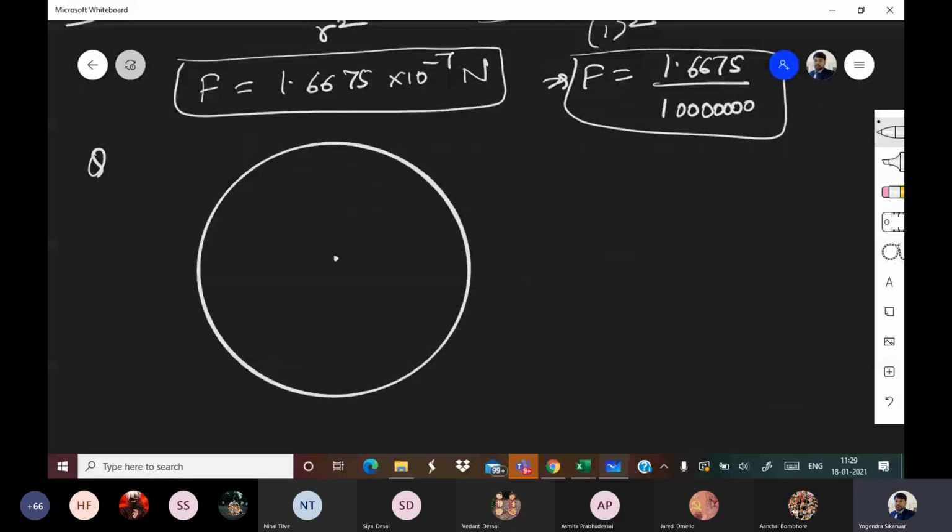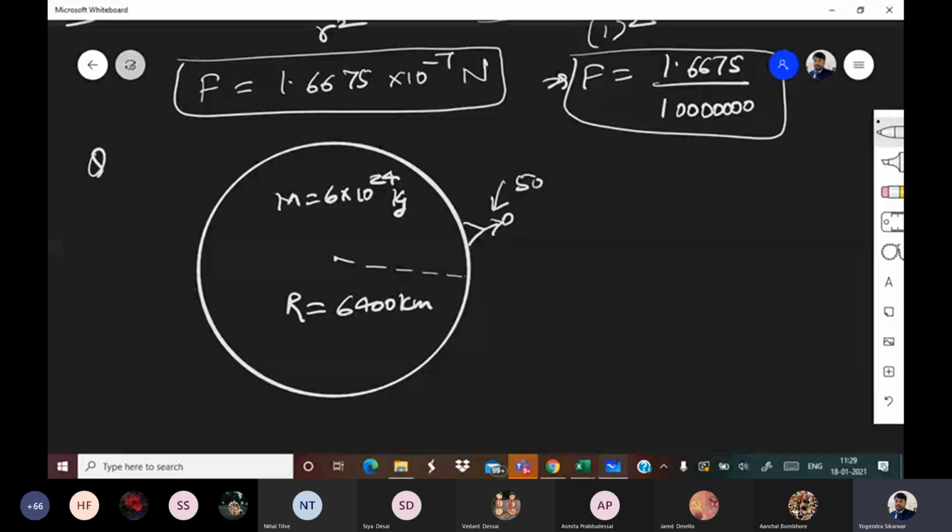So this is m equal to 6 into 10 to the power 24 kg. Radius is 6400 kilometers, and then there is a person of mass 50 kg. Let me call this A and this B. Question says find gravitational force.